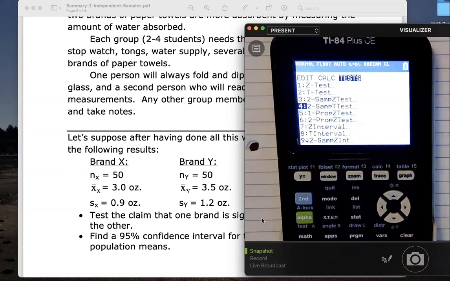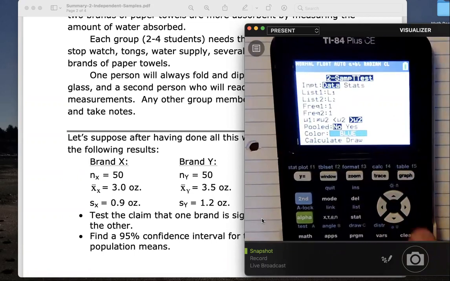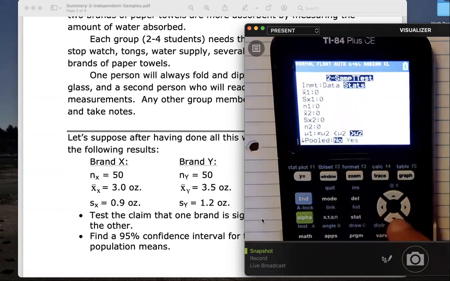So we'll just go in there and highlight Stats, hit enter, and just fill in what they're prompted for. So what's our sample mean one? That's our 3.0. So this is our brand X. And sample standard deviation, 0.9. Sample size, 50. So by the way, these are random samples and independent. We got large sample sizes, at least 30. So the conditions are met.